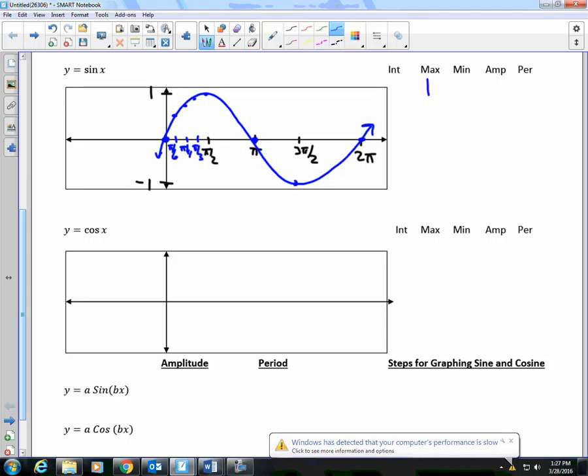The maximum value is 1. The minimum value is -1. The amplitude is the distance that it goes above and below the axis of rotation, and that would be 1 unit. The period is how often it takes to repeat itself. It repeats itself every 2 pi.